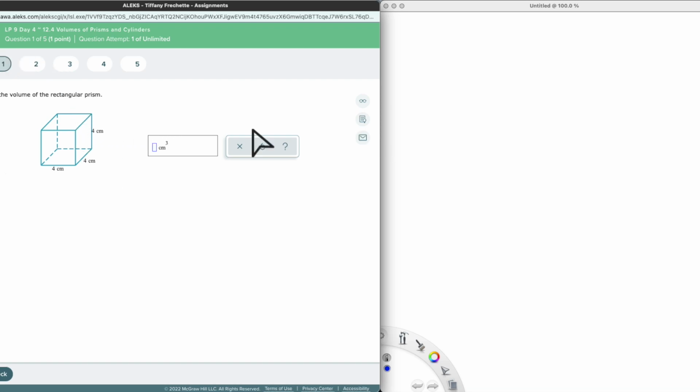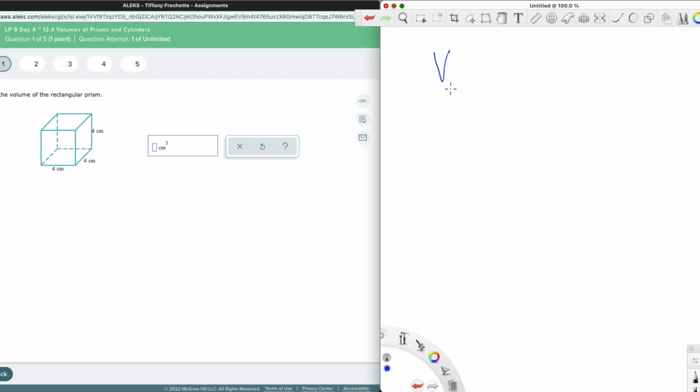So we just saw on the example there that volume of a rectangular prism equals length times width times height. And with this one, we can see that it's kind of a special rectangular prism because it's a cube, meaning that all the sides are the same. So the length, the width, and the height are all 4. So all sides measure 4.